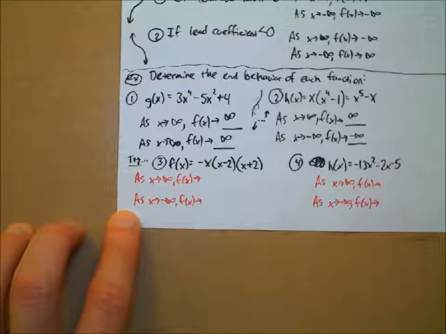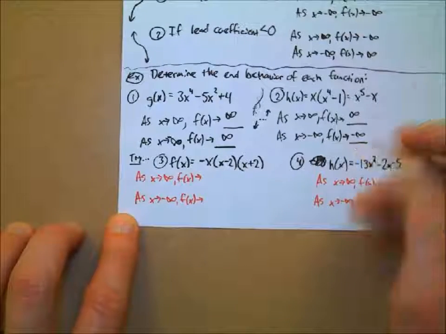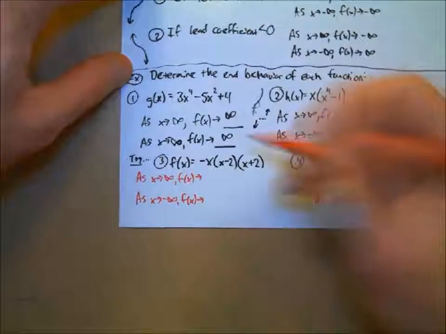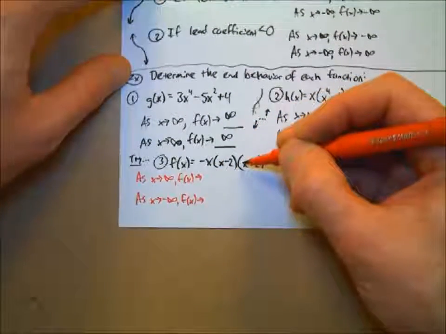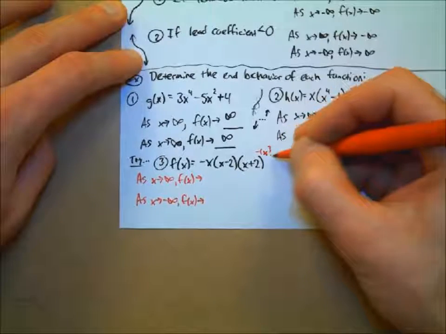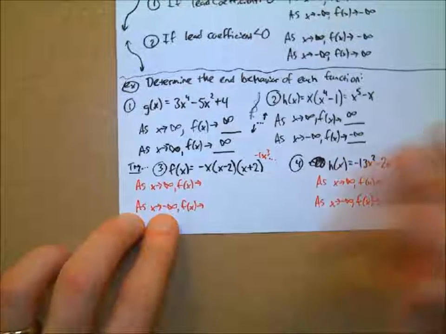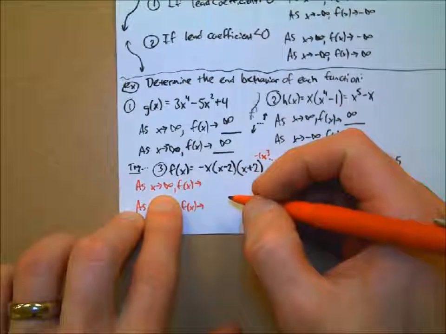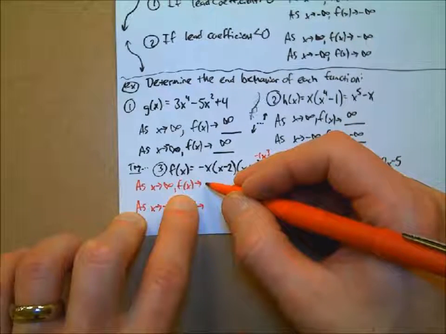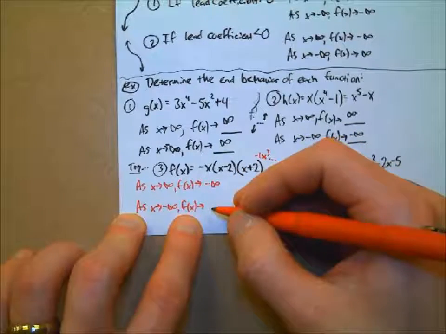Cubed, right? The degree is 3, so it's odd. And what's our lead coefficient? -1, right? We have a -1 plus a +1 plus a +1, so it's going to be -1 x to the third there, dot, dot, dot. We don't need to worry about the other stuff there. And so that means then as x approaches positive infinity, f of x will approach negative infinity. And as x approaches negative infinity, f of x will approach positive infinity.